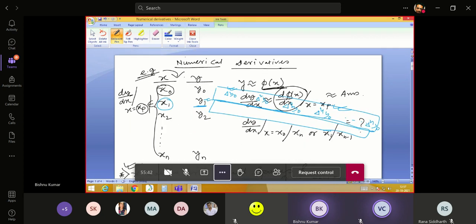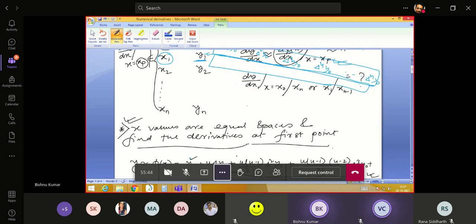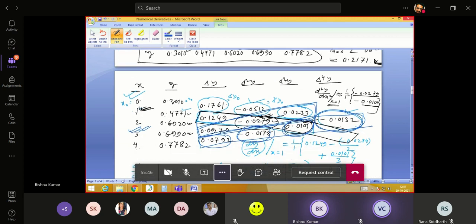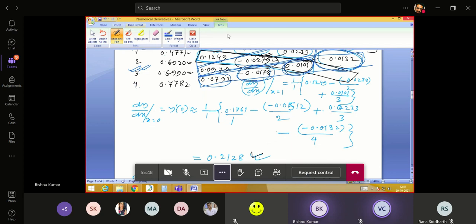So those 4 formulas are very important for the numerical derivative. Maybe in the next class I will do some practice on these topics. Then we will start numerical integration, and next week you will have the theory quiz of module 3 up to this numerical derivative.